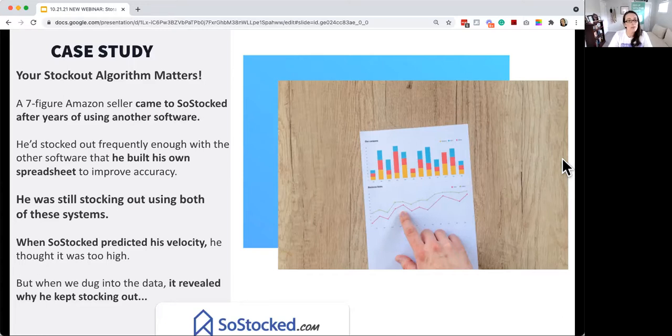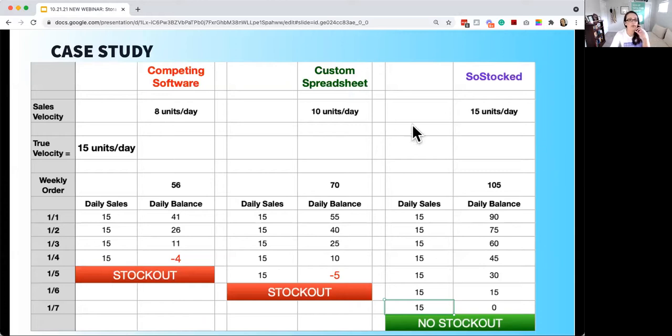So he built his own spreadsheet. He was using a combination of a spreadsheet and a software, and he was still stocking out on his best sellers. So he tried SoStock to see if it would make any difference, and was shocked at how much the tool was telling him to order. He thought it was way too high. So he dug into the data, and it revealed why he was stocking out, and he started to understand that the numbers were actually correct.